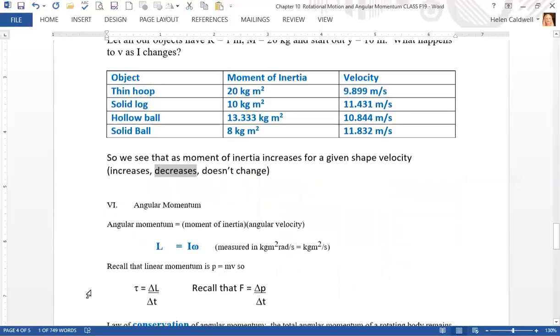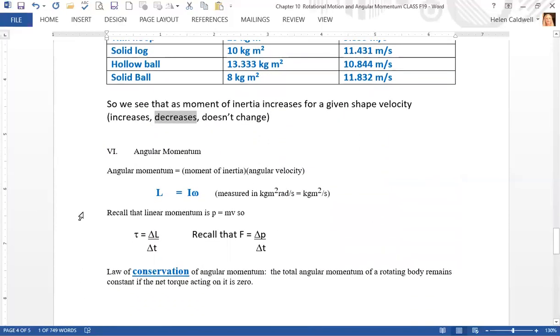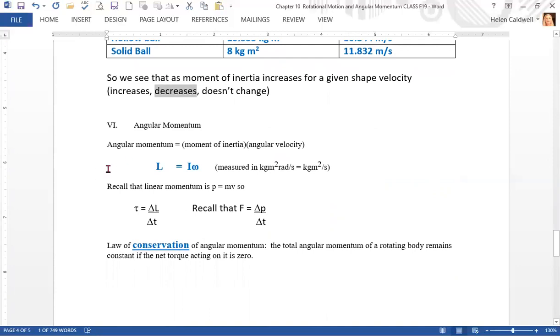Okay, moving right along. Angular momentum. So we had linear momentum was mass times velocity. Angular momentum is going to be the angular equivalent of mass, that would be moment of inertia, times the angular equivalent of velocity, that would be angular velocity. So angular momentum is moment of inertia multiplied by angular velocity. We symbolize angular momentum by a capital L.